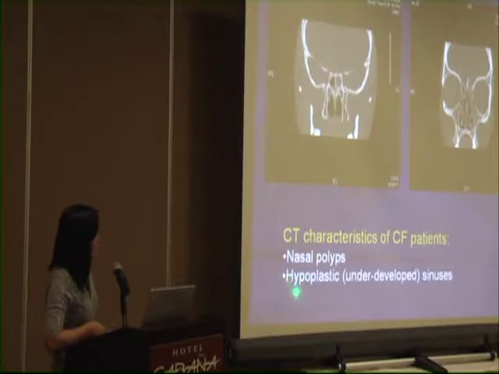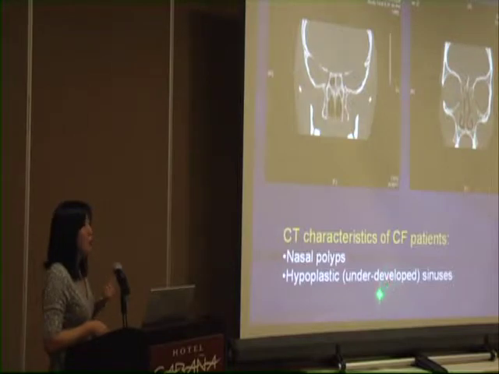Most of the time the sphenoid sinus is involved. Like 43% of CF patients will have an underdeveloped sphenoid sinus, compared to only 3% of patients with chronic sinusitis but without CF.